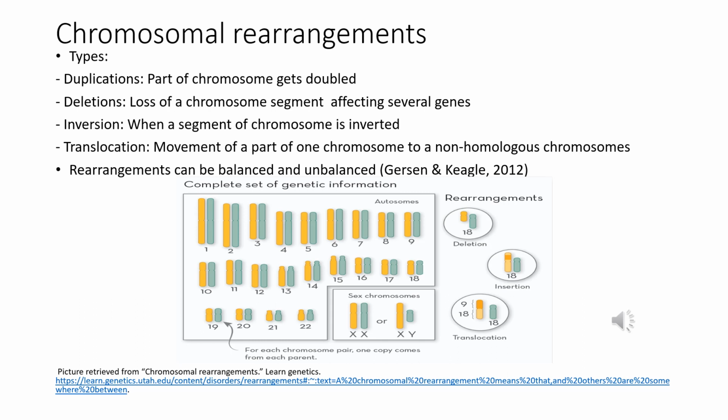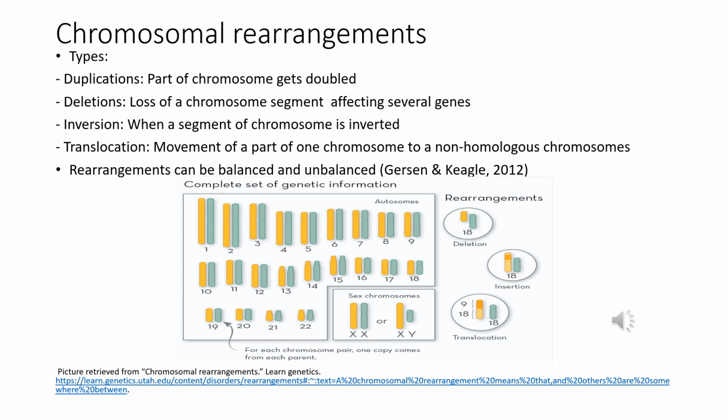Before we talk more about Williams syndrome, I'd like to discuss chromosomal rearrangements, which can be divided into four types: duplication, deletion, inversion, and translocation. In case of duplication, a part of the chromosome gets doubled, and it can be tandem or dispersed duplication. They can be in the same or reversed order of the original. Unbalanced duplications affect gene expression.